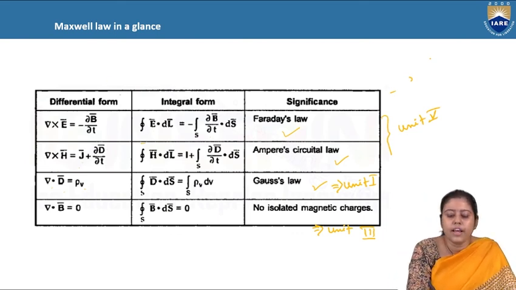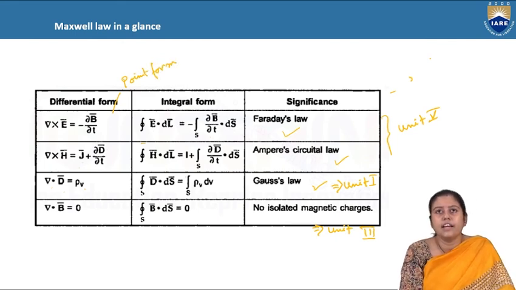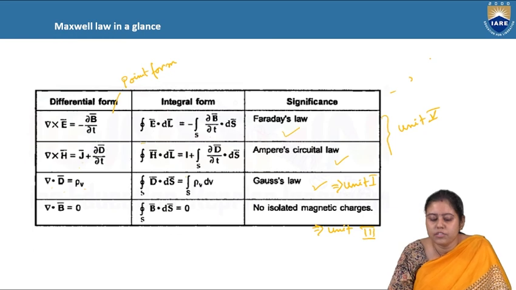These four are known as the differential form, as there is no integration sign, or it is known as the point form. And these are the integral form of the Maxwell's law.